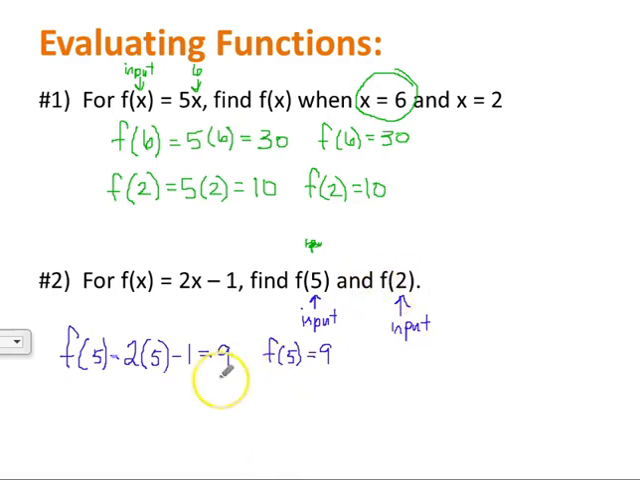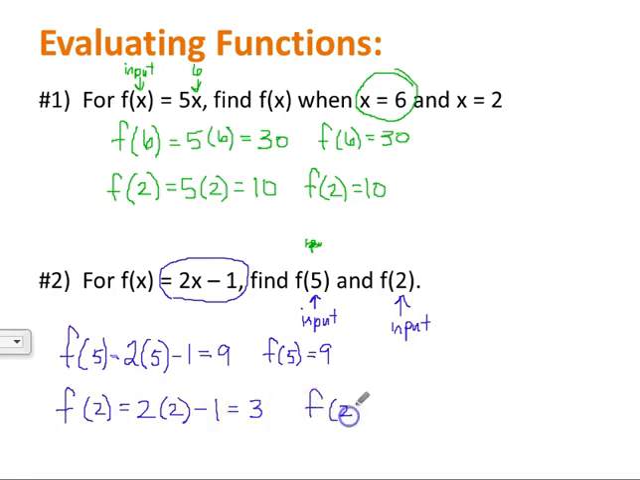Let's do that again for f of 2. So f of 2, that means that whenever we see an x in the function rule, we're going to substitute in 2. And then we evaluate. 2 times 2 is 4. 4 minus 1 is 3. So the f of 2, when we have an input of 2, my output is 3. So you'll get to do that this week. Evaluate functions. I'm going to go on to the next slide now, so if you need more time, go ahead and click pause so you can take good notes.